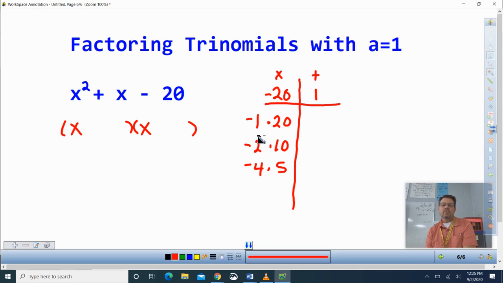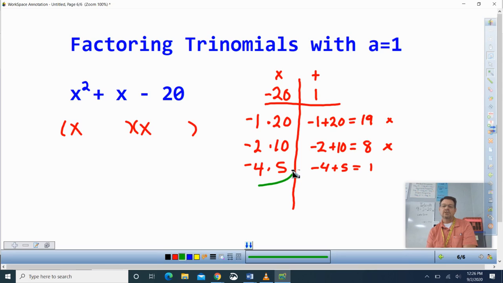So when I say -1 plus 20, that's going to give me 19. Not what we need, right? So -2 plus 10. That would be 8. Is that what we need? No. Okay, how about -4 plus 5? Well, that's 1. So that is what we're looking for. So this is our combo that we're looking for. So I'm going to put my -4 here and +5 there. And again, these should multiply out to get what I started.